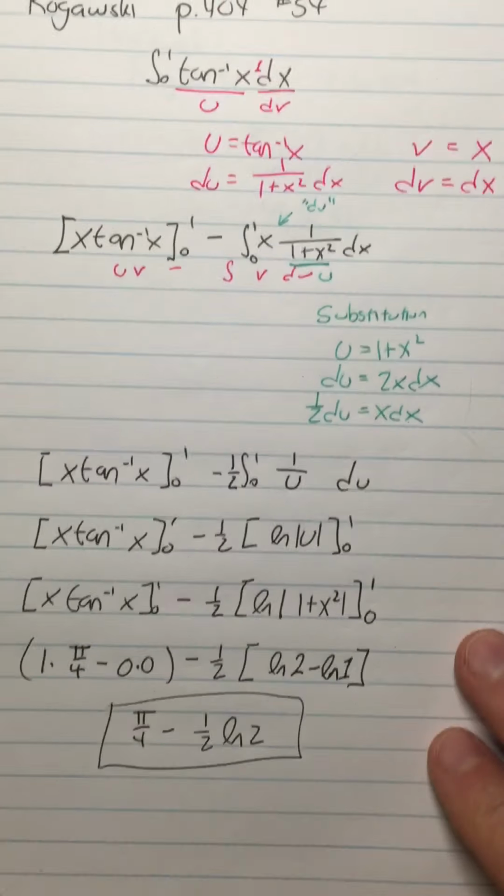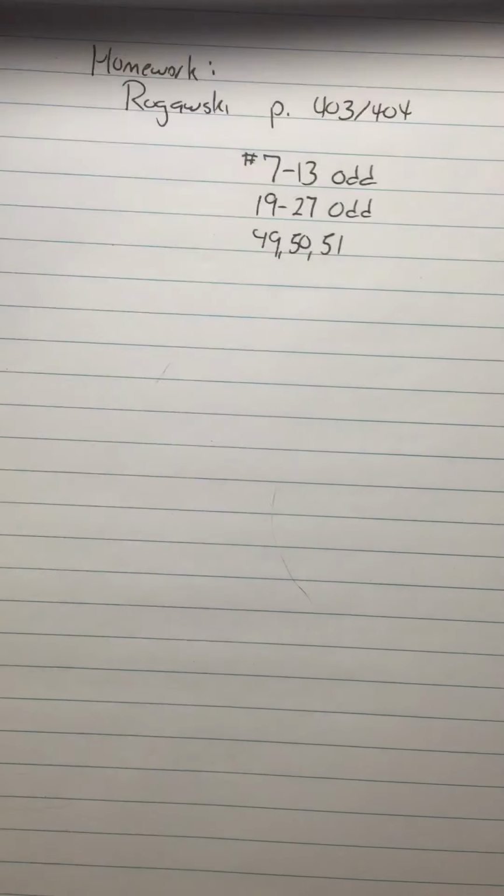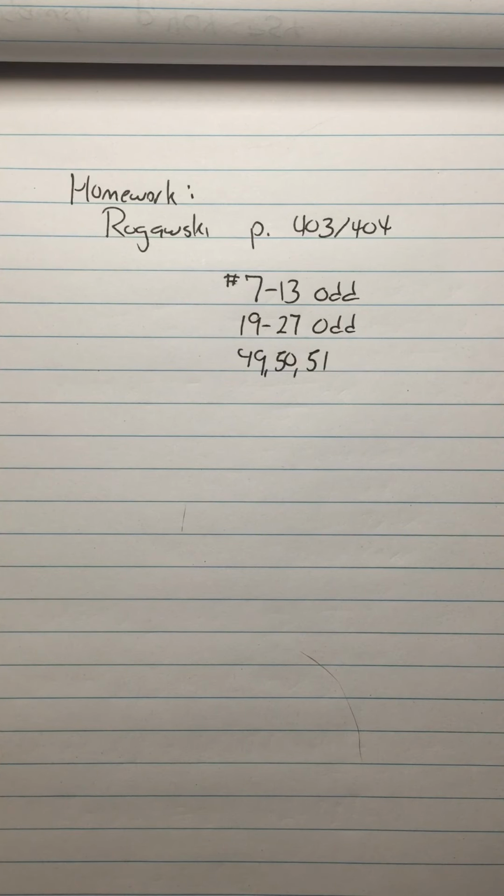There you go. Now, what is your homework on this, I hear you saying through TV land? Well, it's that. We're going to do Rogowski, page 403, 404, posted, 7 through 13 odd, 19 through 27 odd, 49, 50, 51. That should keep you busy for a while.